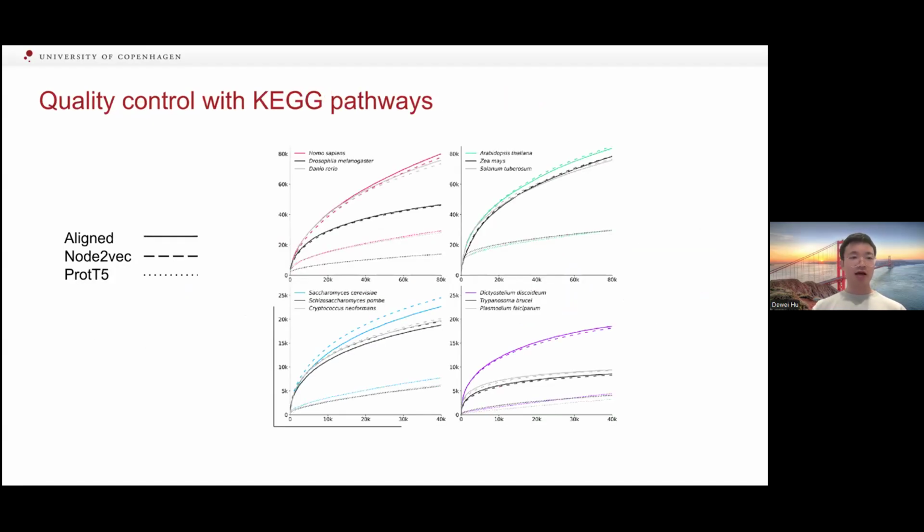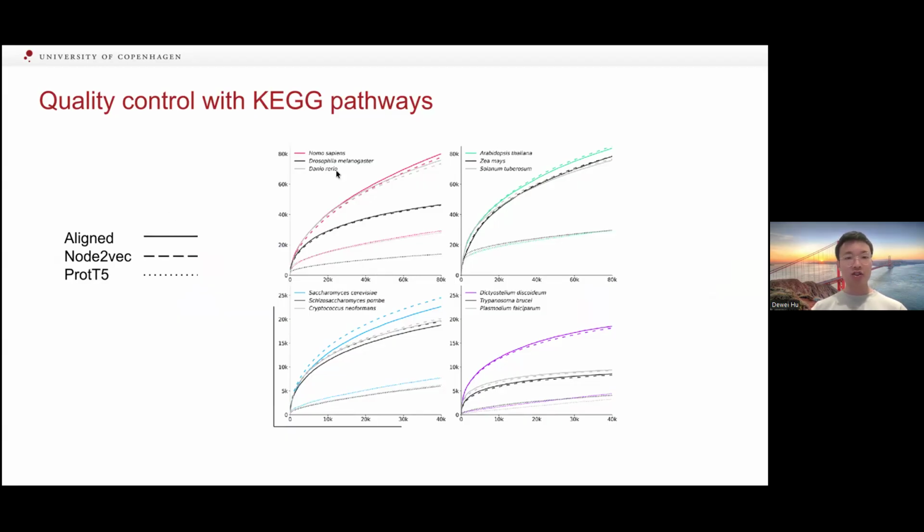And then we did a quality control with the KEGG pathways. In this setting, we tested a lot of the species, but here we just show 12 species. In this benchmark, or more precisely, we call it the quality control, we are checking if two given proteins are in the same pathway or not. And in this benchmark, we just use the cosine similarity of the embeddings.